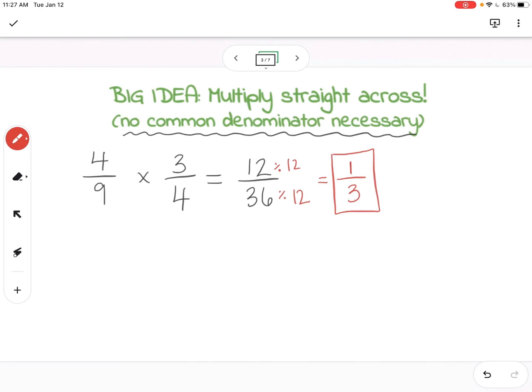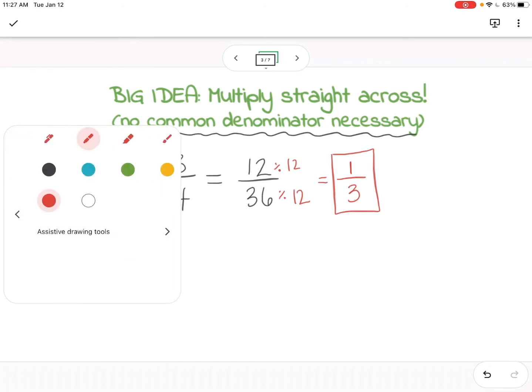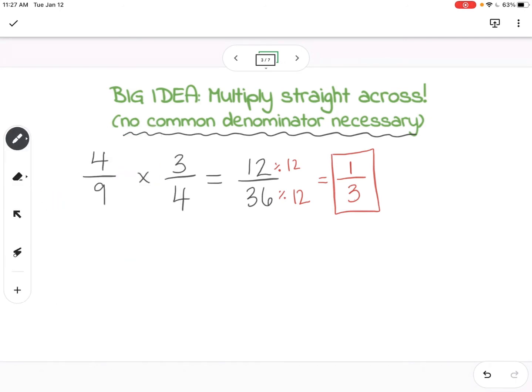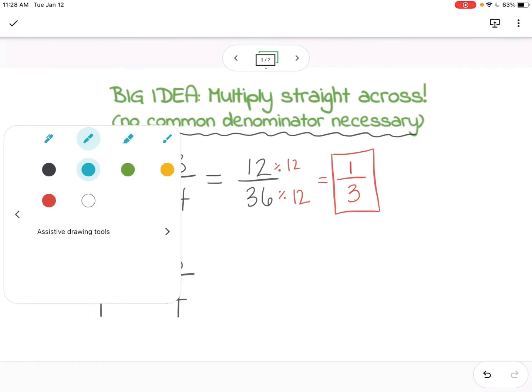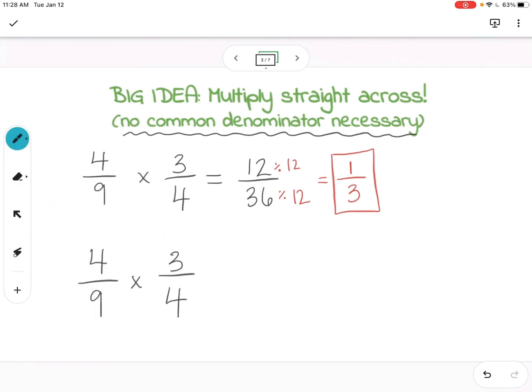I'm going to show you the way to cross simplify if possible as well with the same fraction. So I'm going to show you the same fraction below being multiplied, but using cross simplifying. In order to do this, I always look at my diagonals and see if they have a common factor. So in this case, 4 and 4 both have a common factor of 4, or if they're the same number, you can always cancel them to 1.